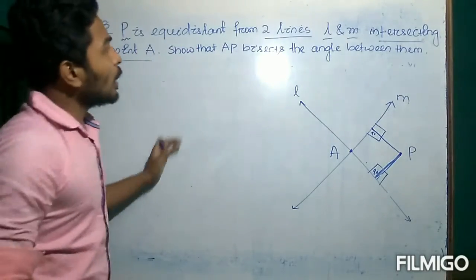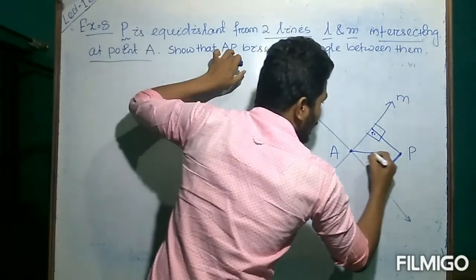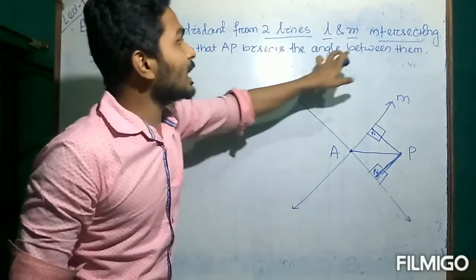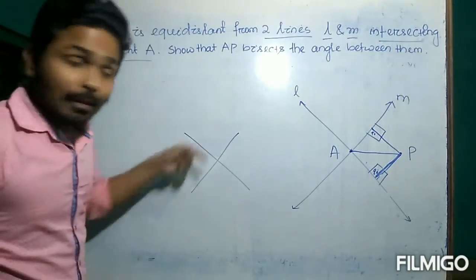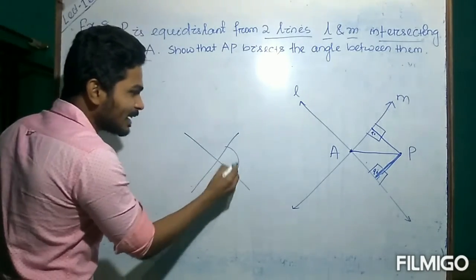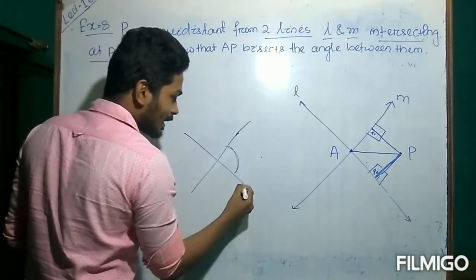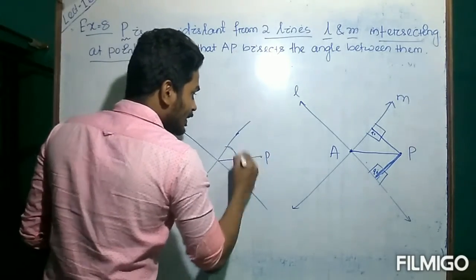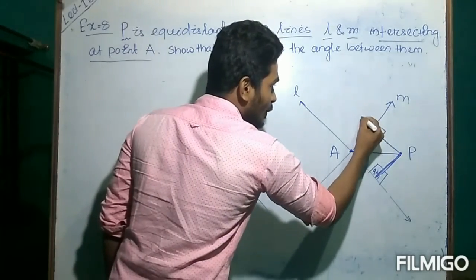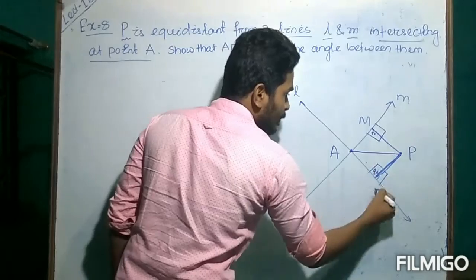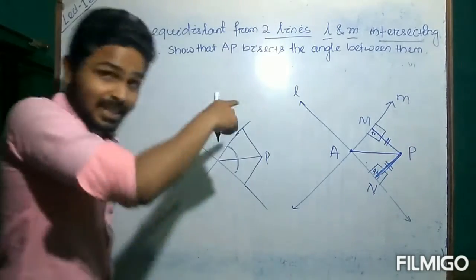Now, what we have to prove? We have to prove that AP, so join AP, bisects the angle between them. Okay, so see, if we have drawn two lines, then what is the angle between them? This is the angle between them, yes or no? And we have taken here P as a point. Clear? And it is at equal distance. Equal distance means suppose this point is your M, this point is N. Since it is given that this distance is equal to this distance, it is given.